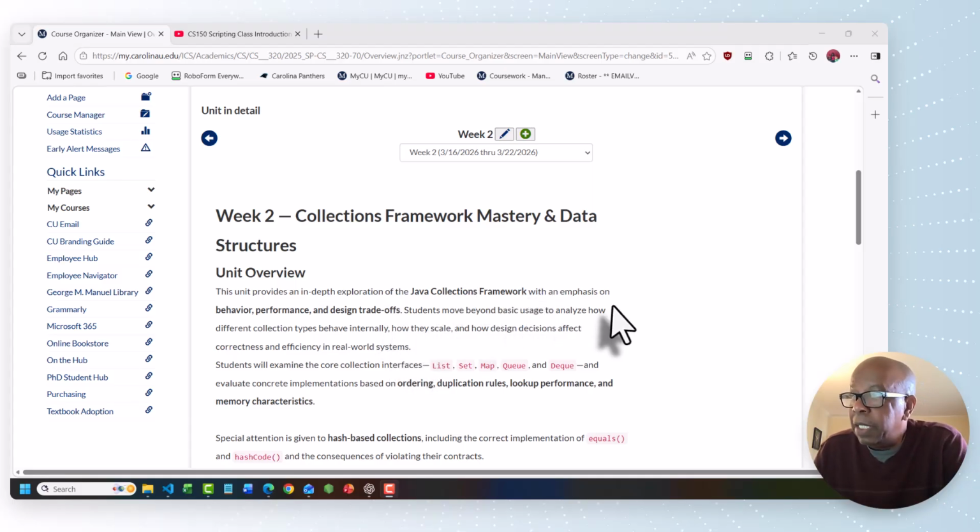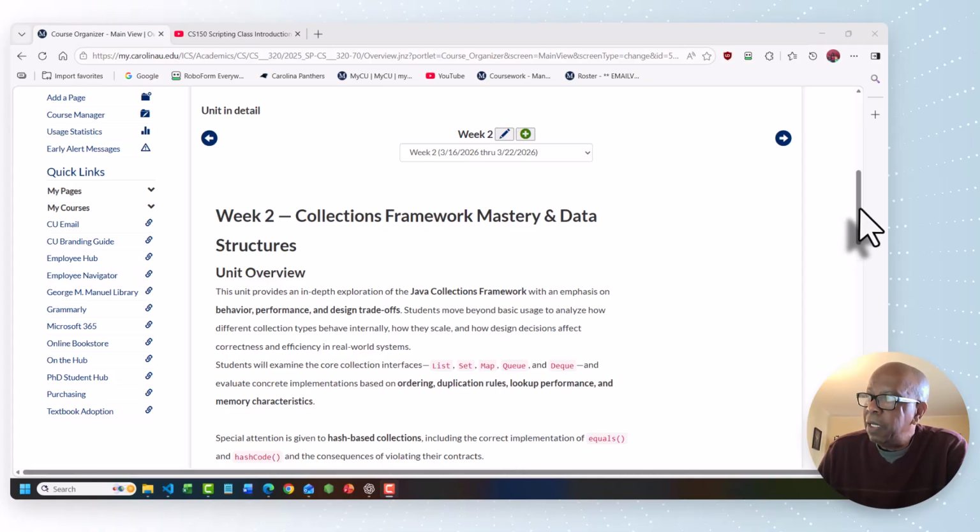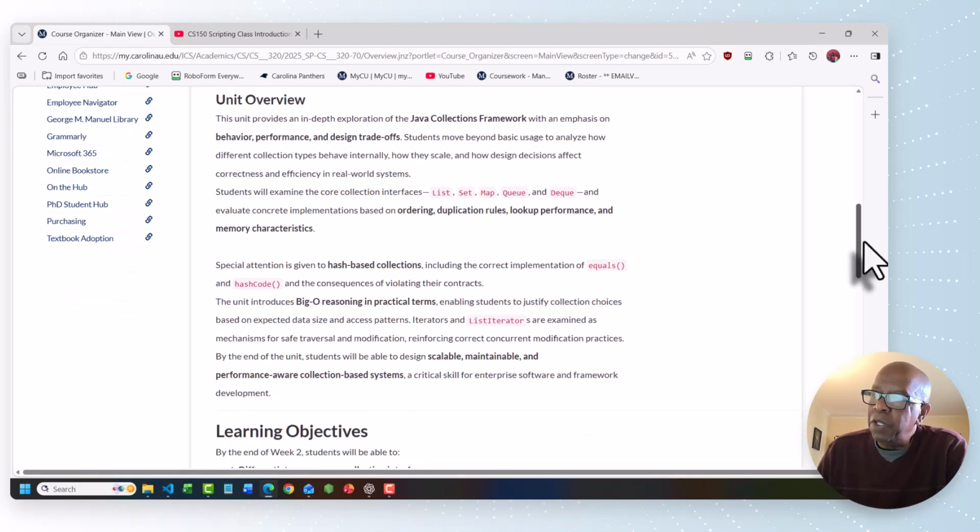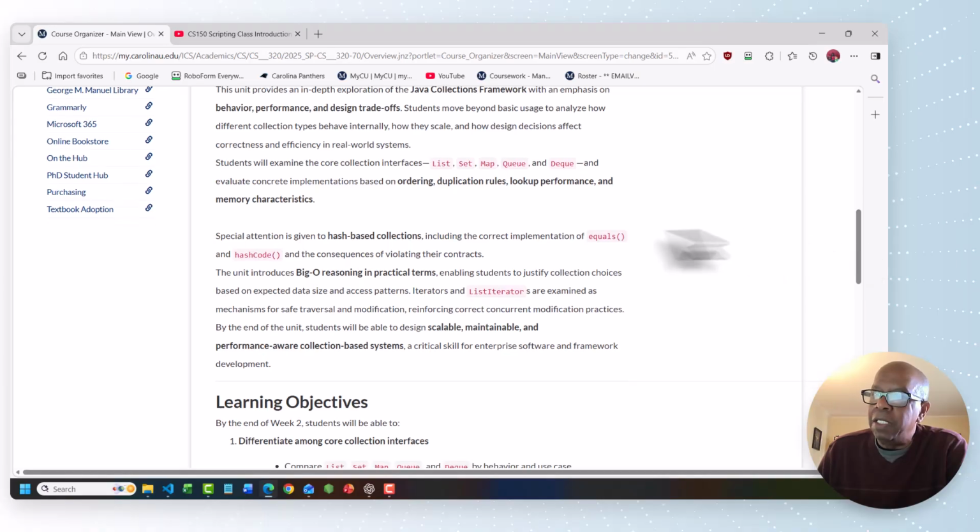You're going to move beyond basic usage to analyze how different collection types work internally, how they scale, and how design decisions affect their correctness and efficiency in real-world systems. You'll be able to examine core collection interfaces. We'll get into each one of these individually and evaluate concrete implementations based on ordering, duplication rules, lookup performance, and performance characteristics. Not too overwhelming. They'll become common terminology here in the not too distant future.